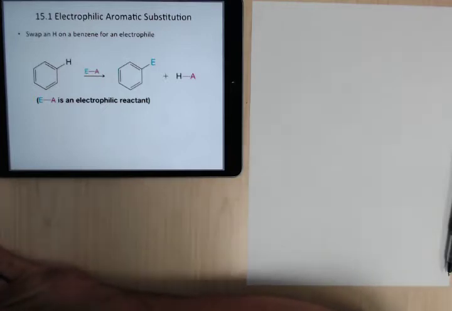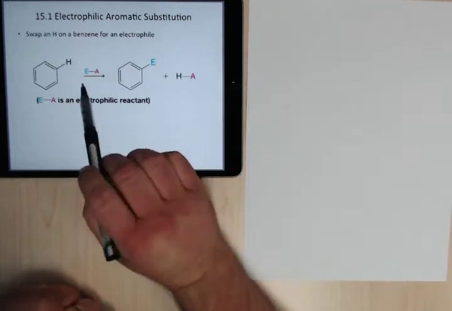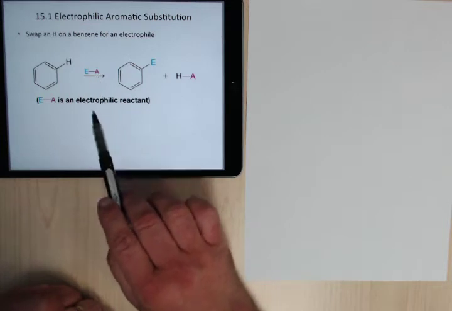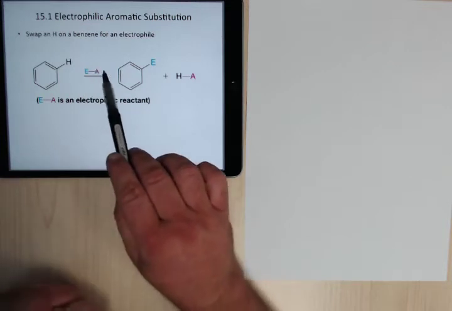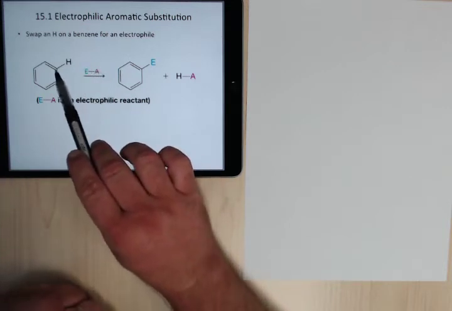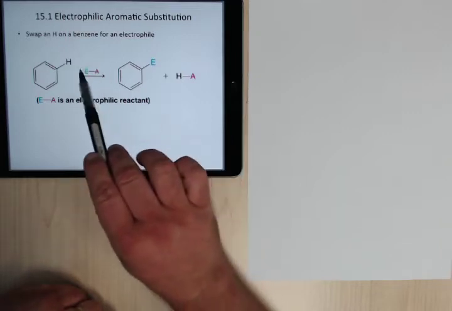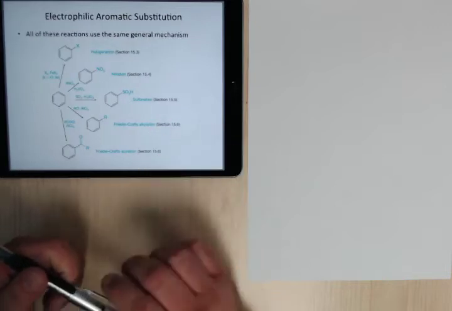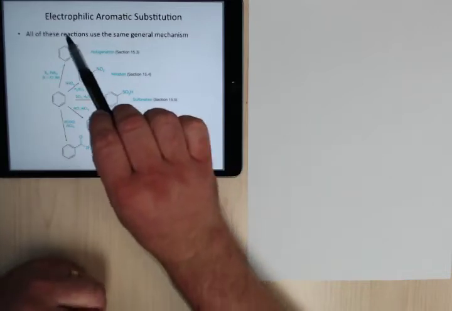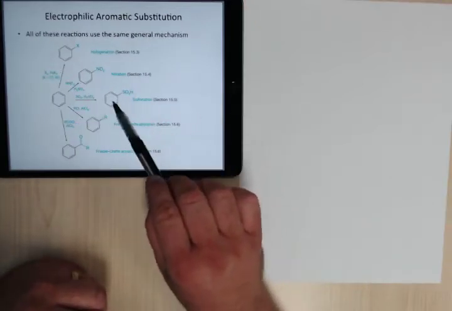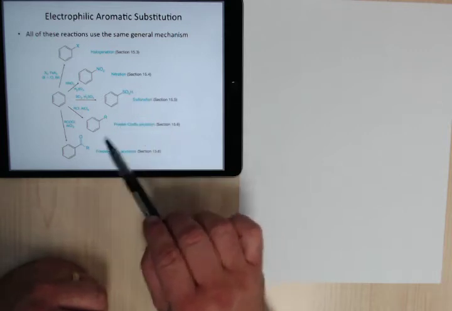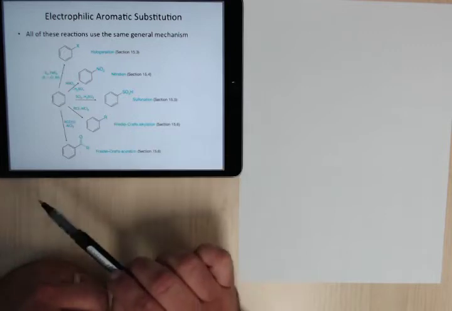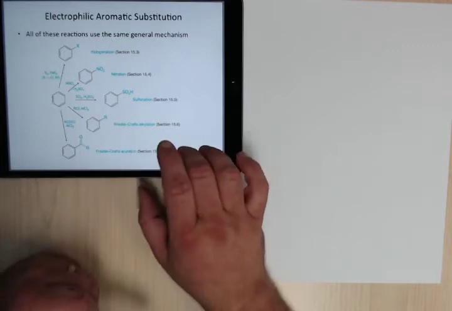Okay. So you have a polar covalent bond, sort of an electrophile and a base. Here, we're going to be swapping a hydrogen for the electrophilic part of a bond. We're going to be doing a whole bunch of different things: putting halogens on there, nitration, sulfonation, Friedel-Crafts alkylation and acylation, so making new carbon-carbon bonds. We're talking about all of these, but they all use the same general mechanism.